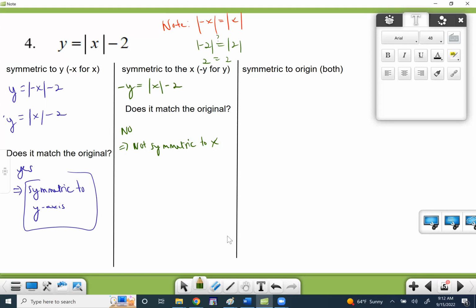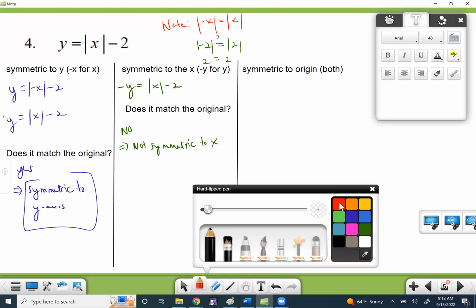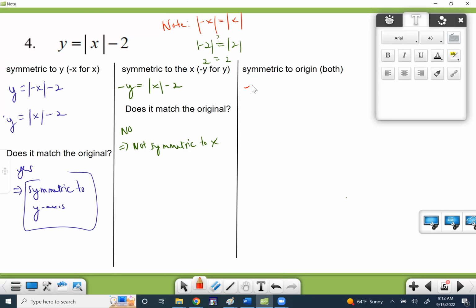Okay. Now we have to check if it's symmetric to both, right? So we're going to plug in a negative y for y. We're going to substitute in a negative x for x. And we know that the right-hand side, the absolute value of -x is the same as the absolute value of +x. And just looking right there, you can see that this does not match the original, right? We have that negative y there, right? Okay. So this is a no. So this is not symmetric to the origin.